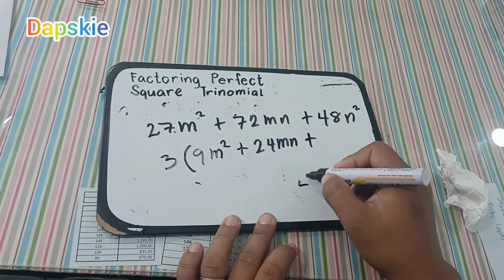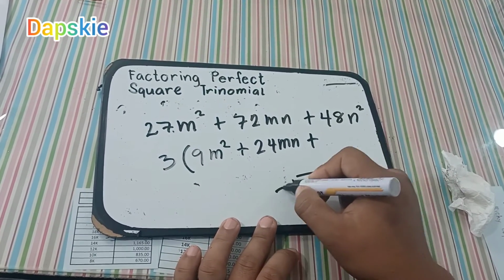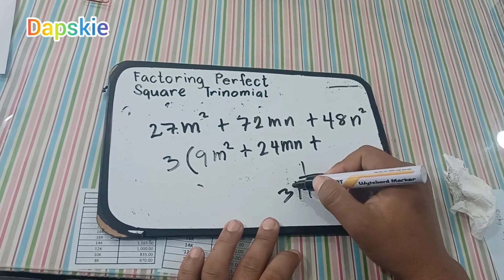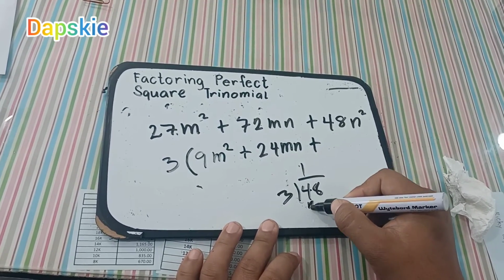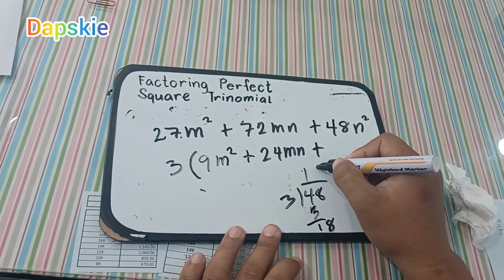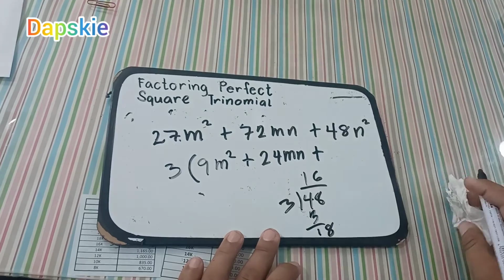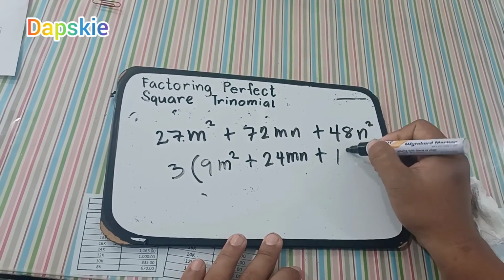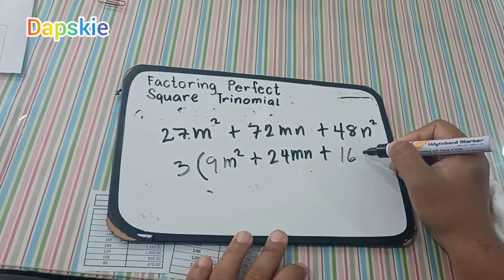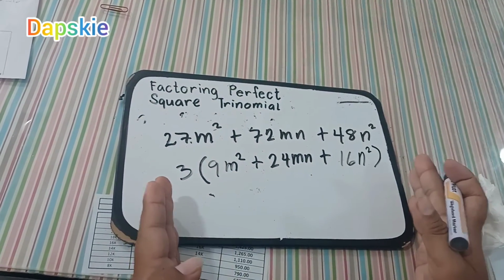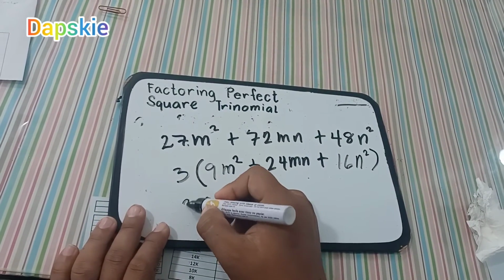So, 48 divided by 3: 4 divided by 3 is 1, 1 times 3 is 3, bring down 8 to get 18, and 18 divided by 3 is 6. So the answer is 16, so it is 16n squared. Okay? So now, we copy the 3.